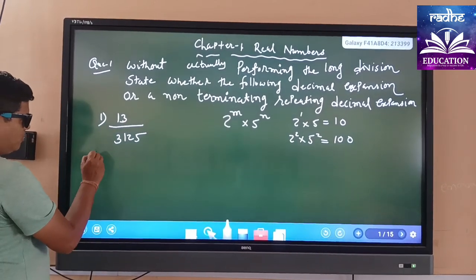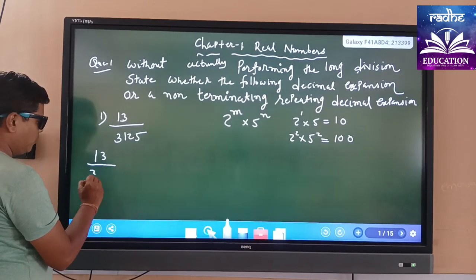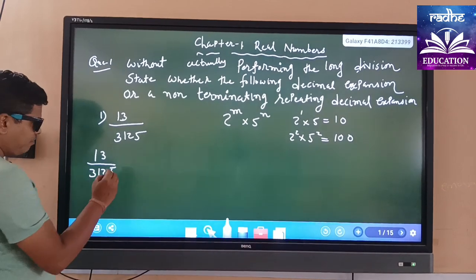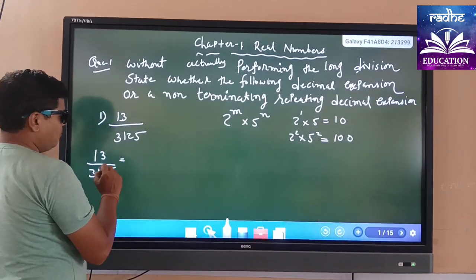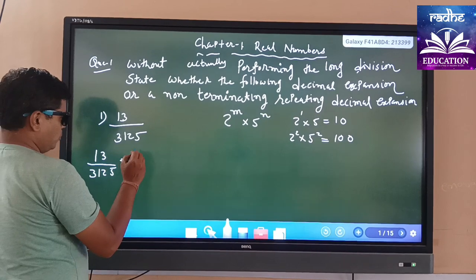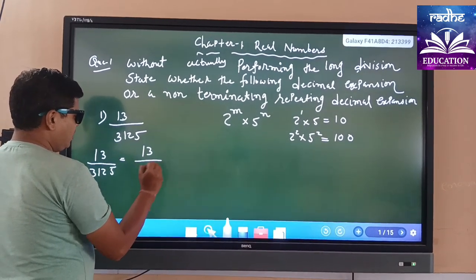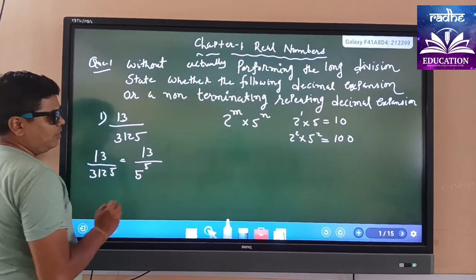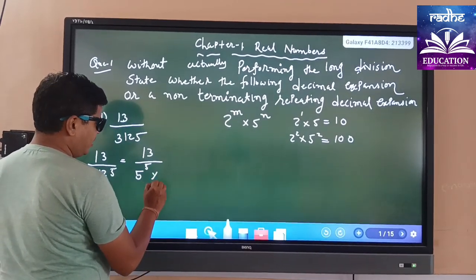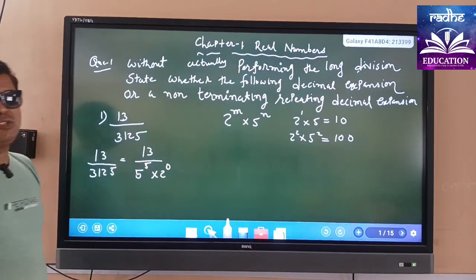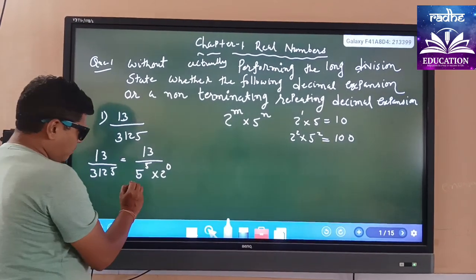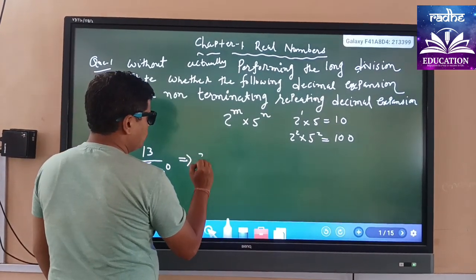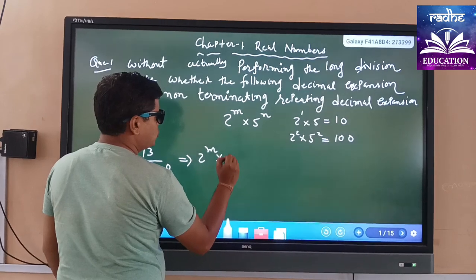So we will check here 13 divided by 3125. 3125, how do we get it? We get it by 625 into 5, and 625 we get by 5 raised to 4. So we can write 3125 as 5 raised to 5. Again, here 2 is not there, so instead of 2 we write 2 raised to 0, because we know that 2 raised to 0 is 1. So again, we can represent 3125 in the form of 2 raised to m into 5 raised to n.